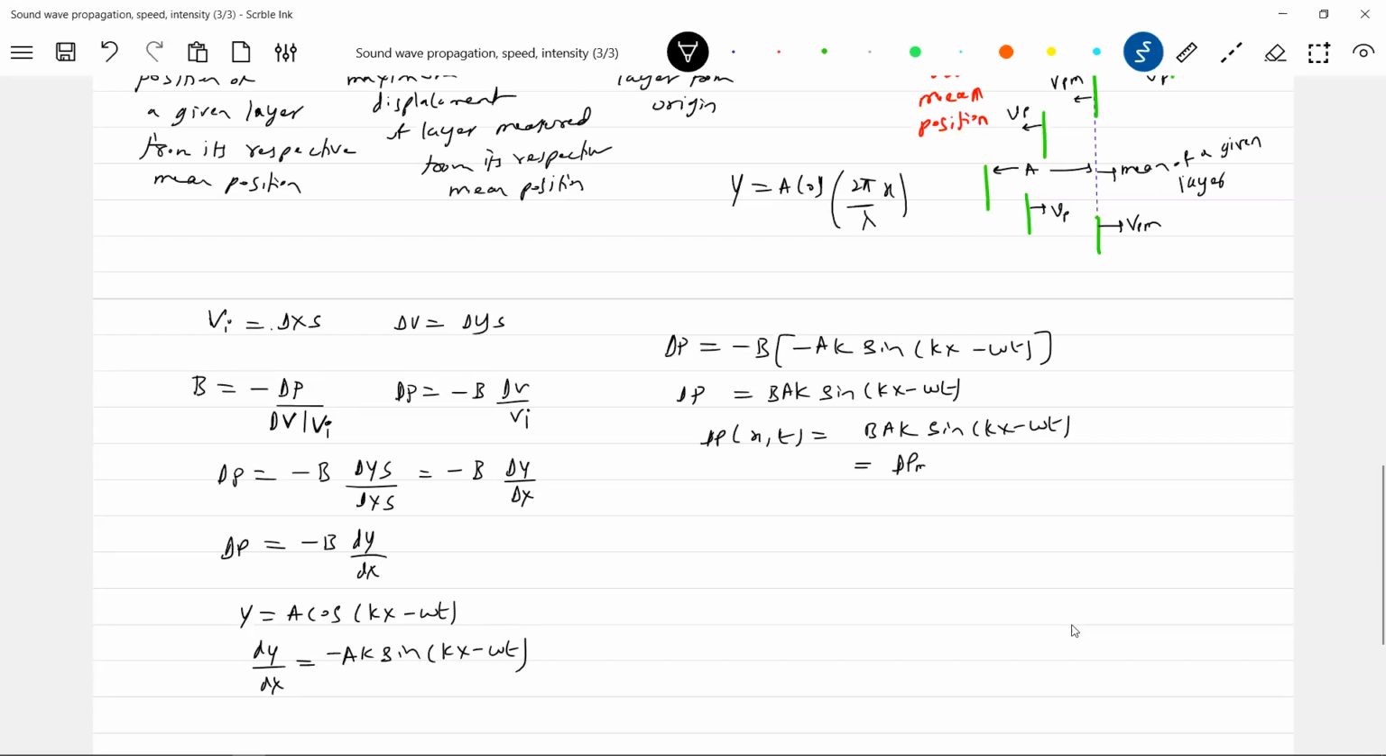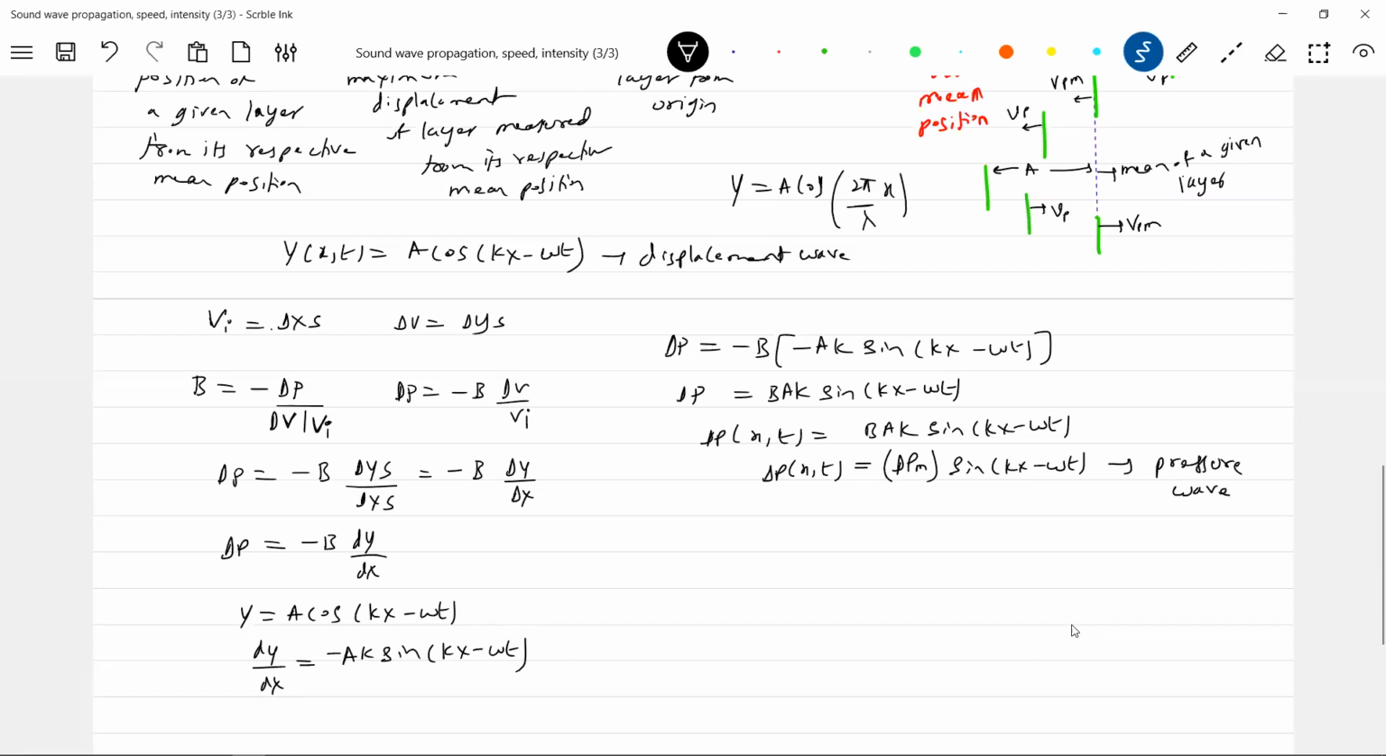So this will become the maximum pressure amplitude that I have, and this is y of x, t, the wave equation, as we already know. Now you have to ask the question, sir, what are these? I'll call this a displacement wave, and I'll call this a pressure wave. Let me proceed further.